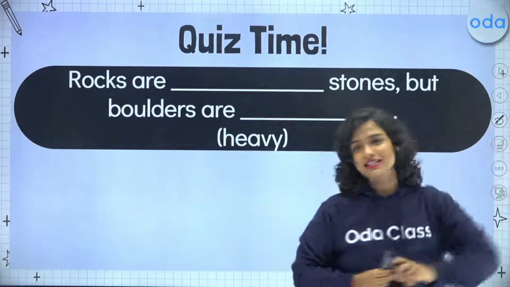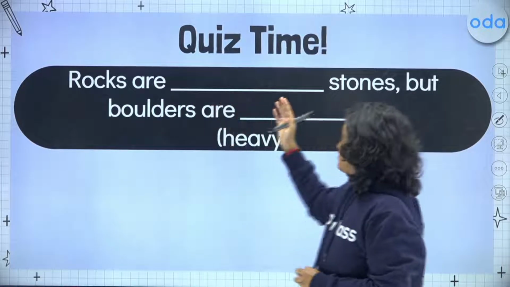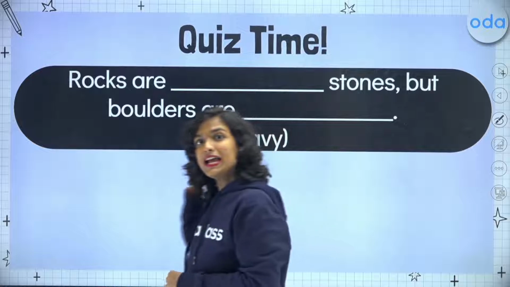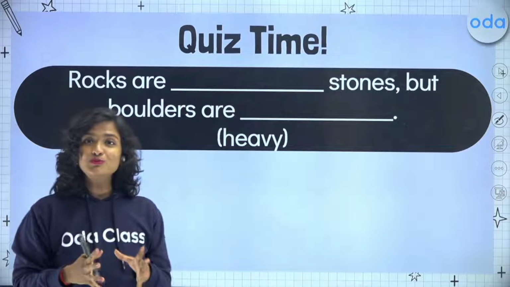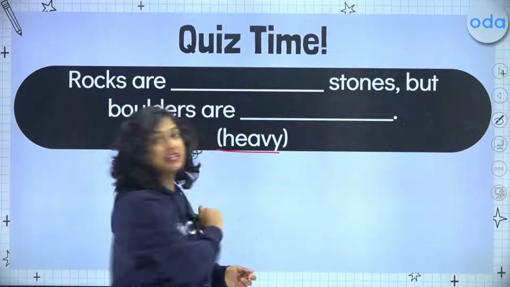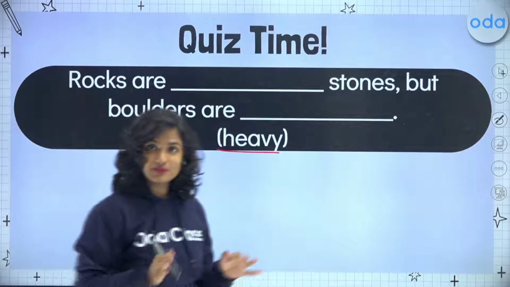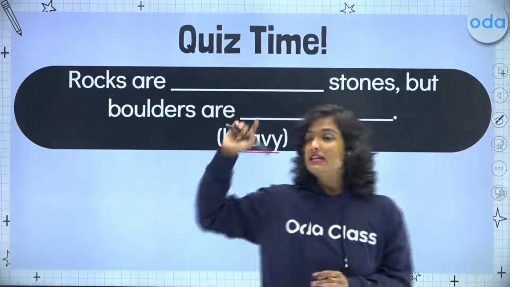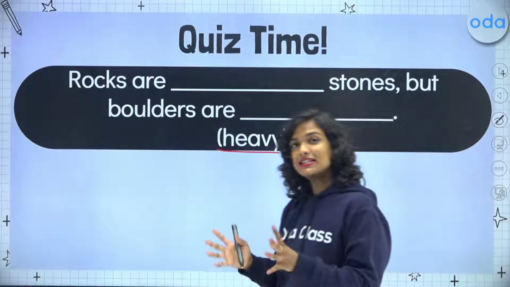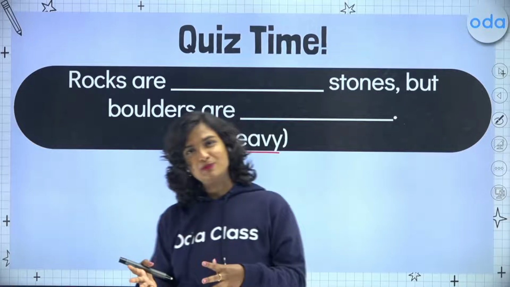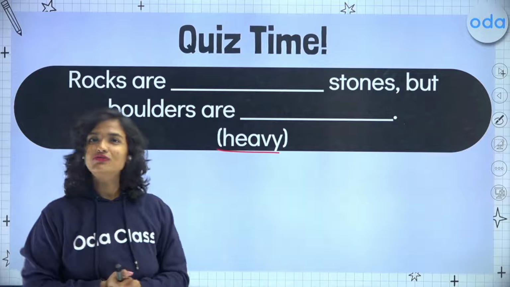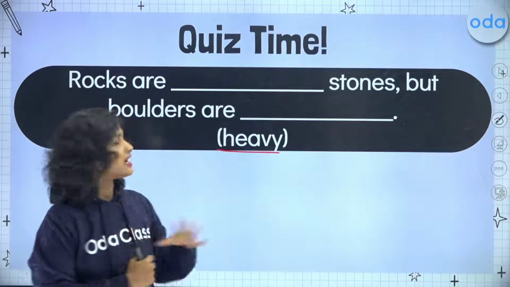Let's take one more question now. Rocks are blank stones, but boulders are blank. And the adjective to be used in both of these is heavy. We want to use the adjective heavy in both of these blanks. So take a look at this, read the sentence multiple times maybe, and try to figure out which degree I should put in which of the blanks. Let's start.